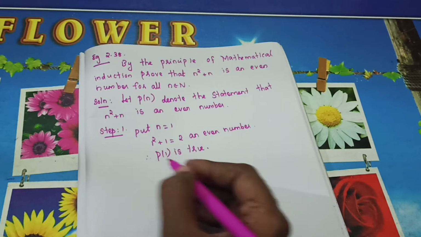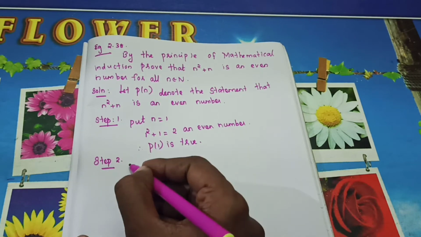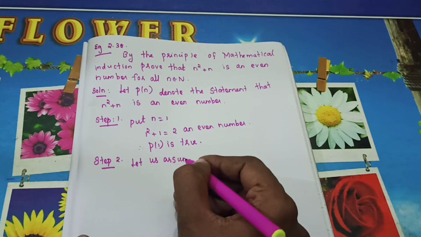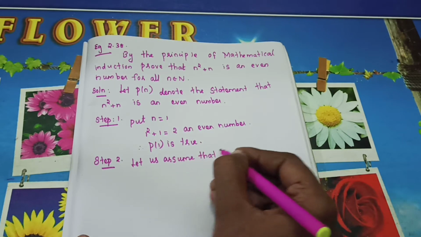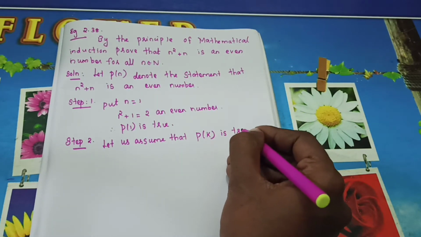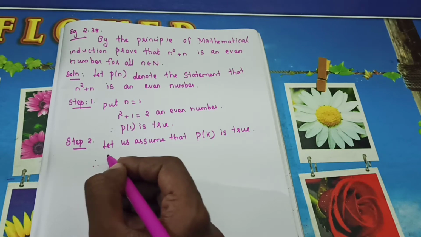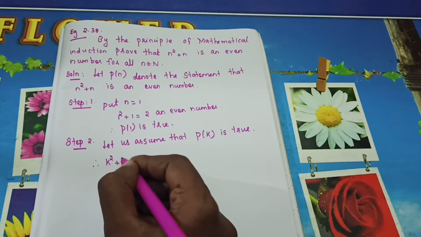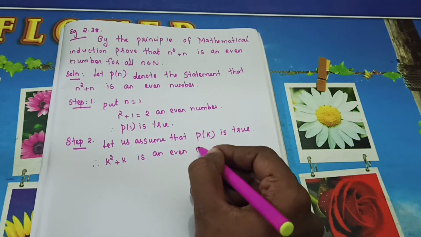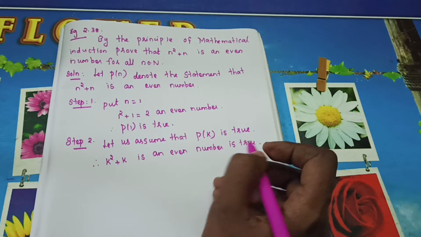Next, what will you do? In step 2, what will you assume? P of k, is it right? So let us assume that P of k is true. Therefore, in the place of n, what do you need to put? K. So k square plus k is an even number is true.